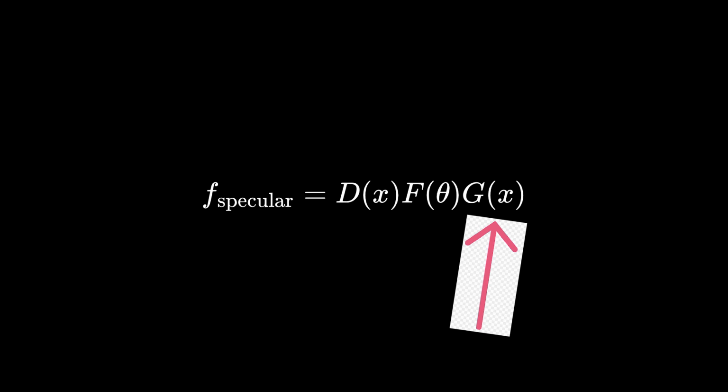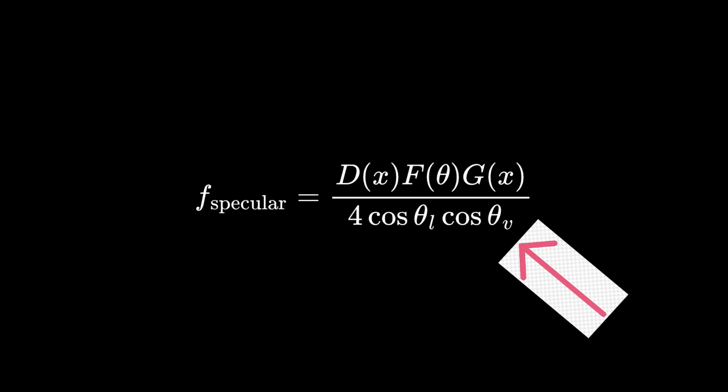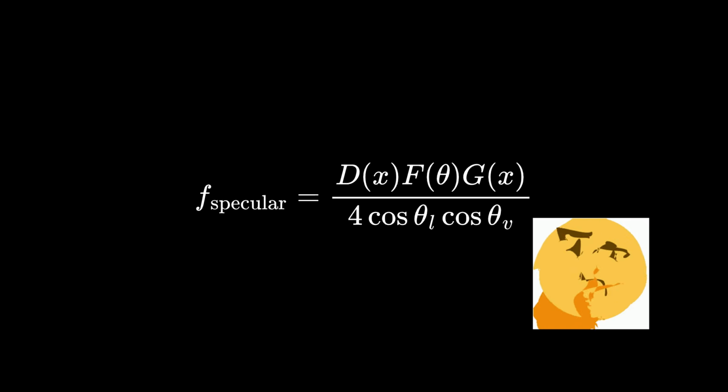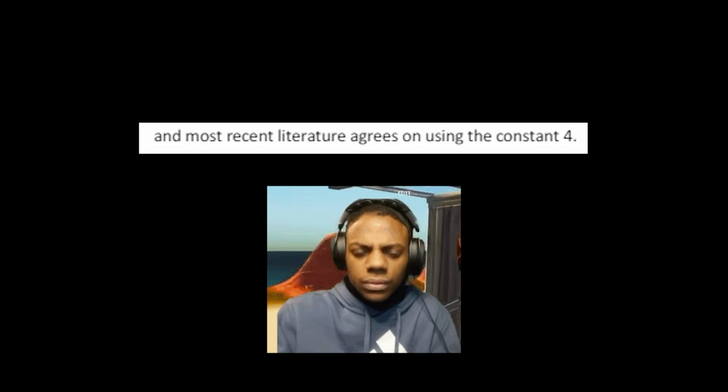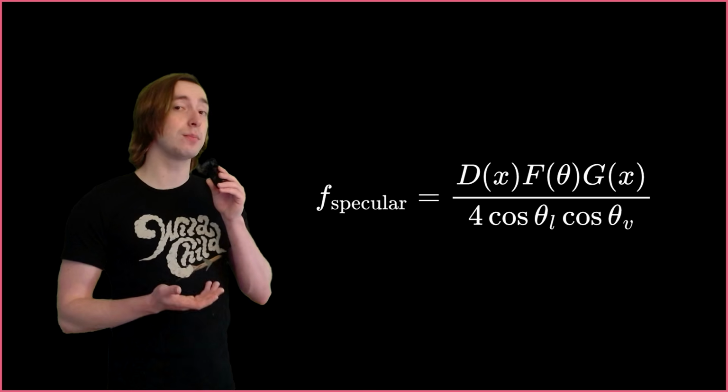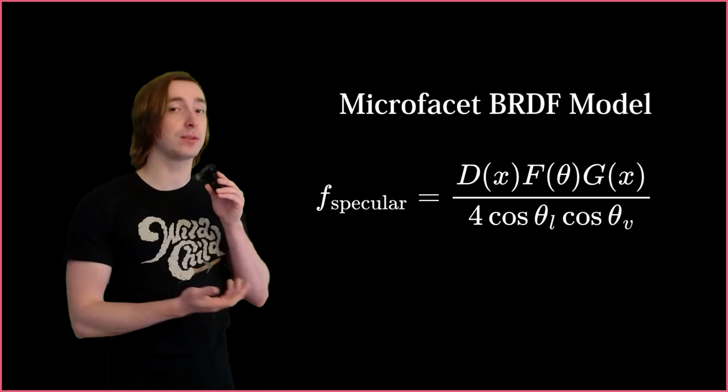These three abstract terms are multiplied with each other and divided by this denominator. Why is this the denominator? Because it's what the most recent literature agrees on. This completes the microfacet BRDF for specular highlights.